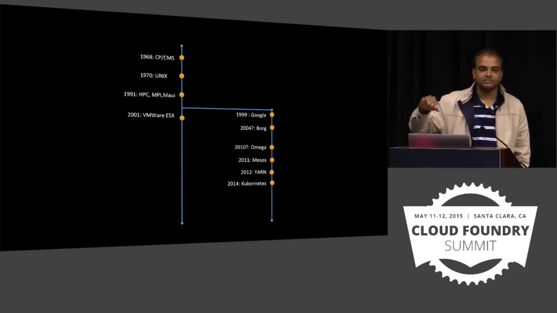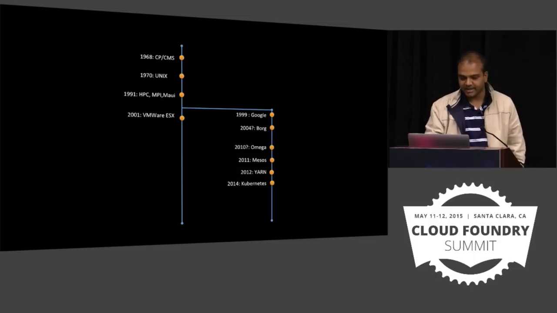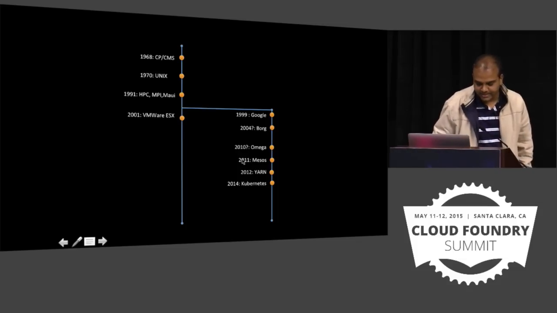So that's the ecosystem that evolved outside the enterprise. No VMs, all containers, in fairly advanced cluster managers, because keep in mind, these guys are operating at a scale which is like never heard of. Hundreds and thousands of machines, right?